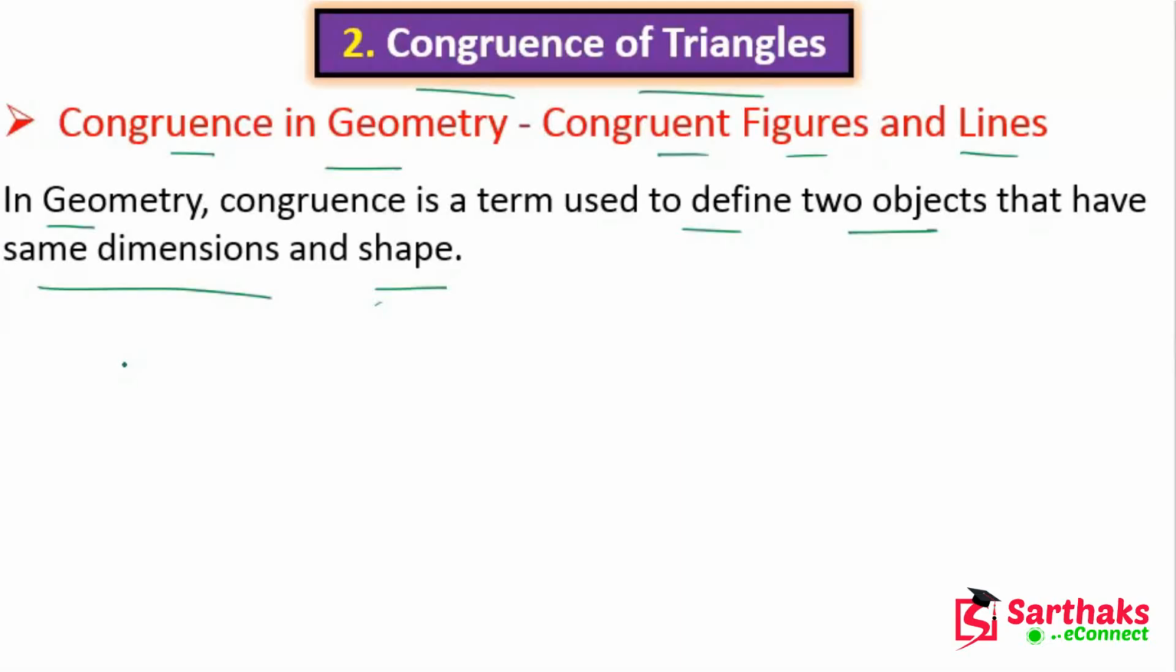I hope you understand these things, my dear friends. What is congruence? Congruence is a term used to define two objects that have the same dimensions and shape. So if two figures have the same dimensions and shape, then we can say that it is congruence.